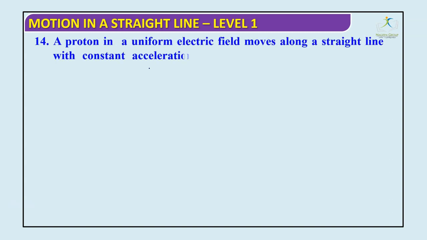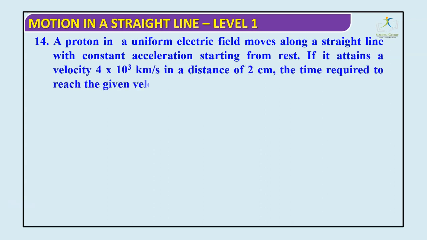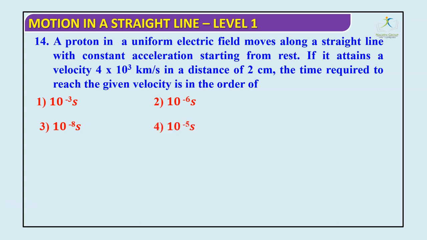Now moving ahead with the next question. A proton in a uniform electric field moves along a straight line with constant acceleration starting from rest. If it attains a velocity 4 × 10^3 km per second in a distance of 2 centimeter, the time required to reach the given velocity is in the order of 10^-3 second, 10^-6 second, 10^-8 second, and 10^-5 second.